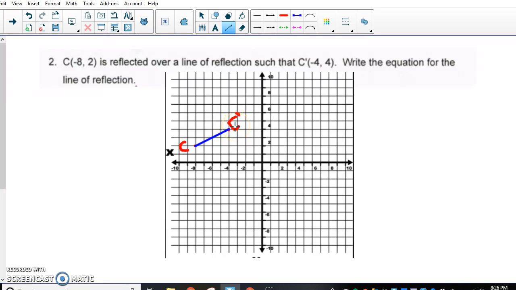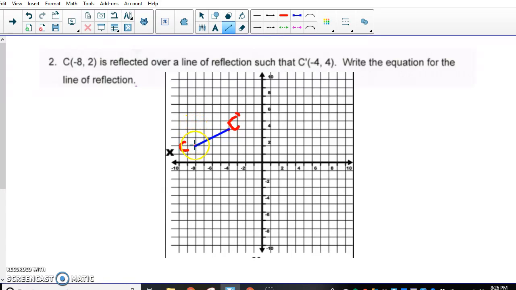So you need two things to have a perpendicular bisector. You need to make sure that the line that you're going to draw, that line of reflection, is in fact perpendicular to this blue segment I made. And you'll also have to make sure it bisects this blue segment. Remember, bisect means cut into two, right? So it's got to cut it right in the middle.